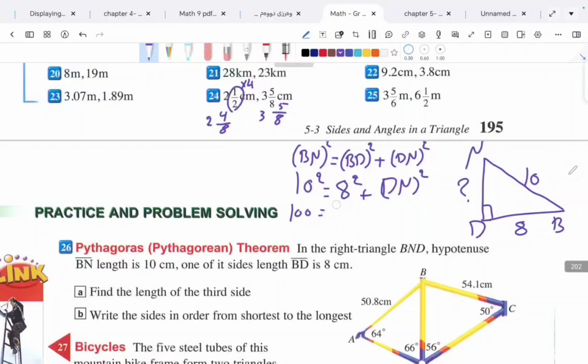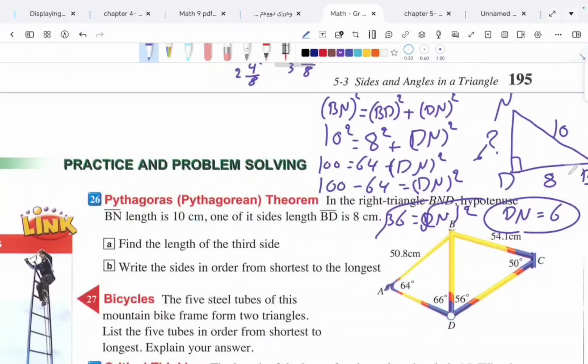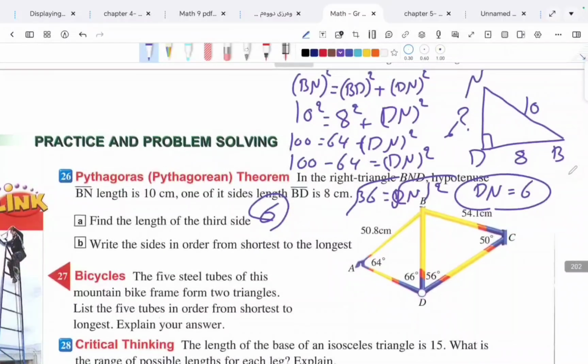This one, it will be 100 equals 64 plus DN power 2. Move 64 to the other side. 100 minus 64 equals DN power 2. Okay, 100 minus 64 equals 36, DN power 2. Take the square root. So DN equals what? Equals 6. Okay, so the length of the side, it's what? It's 6. Then write the sides in order. ND, then BD, then BN. Okay.